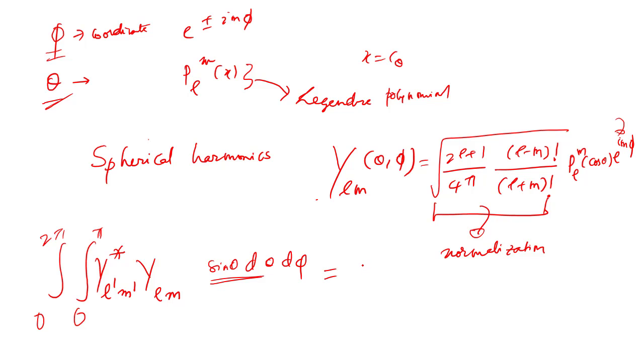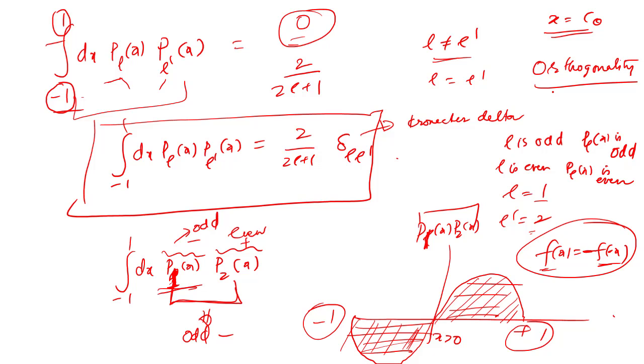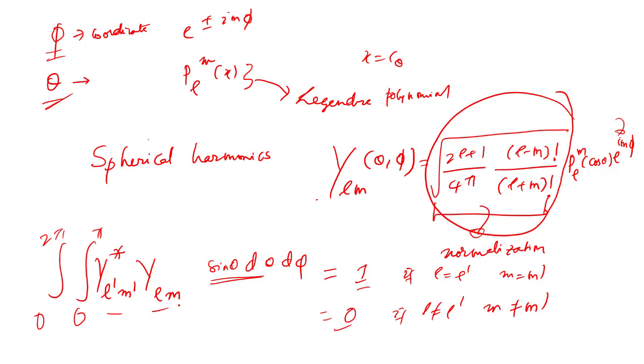We want this to yield 1 if l equals l prime and m equals m prime, and 0 otherwise. So to get this 1 or 0, we are adding this extra factor. Previously, if you recall, when I do the integral of the Legendre polynomials, I get 2 by 2l plus 1. I don't get 1. So I'm taking a square root of this and multiplying it. When I multiply these two terms, I get the 2l plus 1 term, which makes the integral come out as 1 instead of some other number.